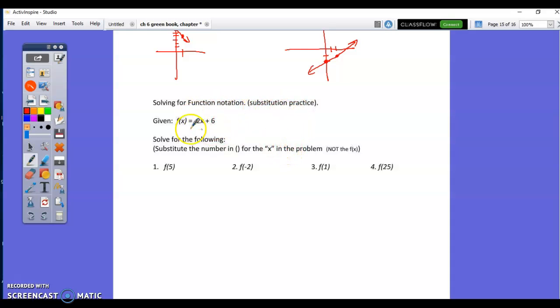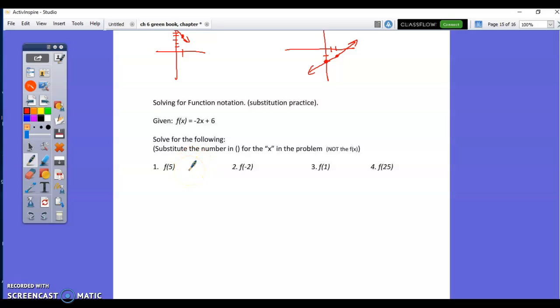Okay, so now solving for something with function notation, it's basically substitution. So if we're given this equation, it says solve for the following: f of 5, f of negative 2, f of 1. Within this equation, you're just going to substitute the number that's in function notation into the x in this particular problem. Don't worry about putting it in for this one. That has nothing to do with it. This is just our input, and then when we put it in, it gives us our output.